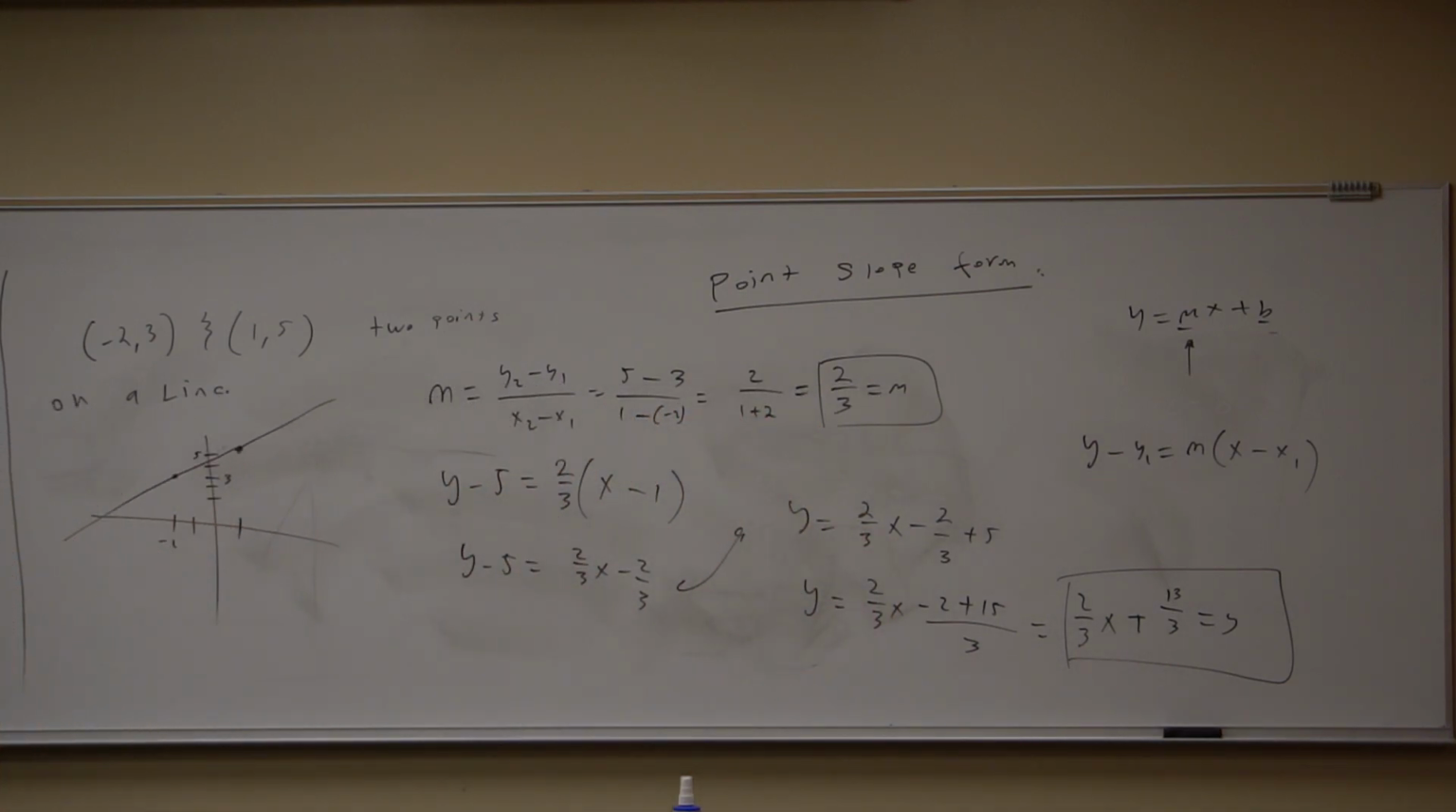Now we know what to do if we're just given 2 points on the line, how to come up with the equation for the line. We find the slope, and then we use point slope form.